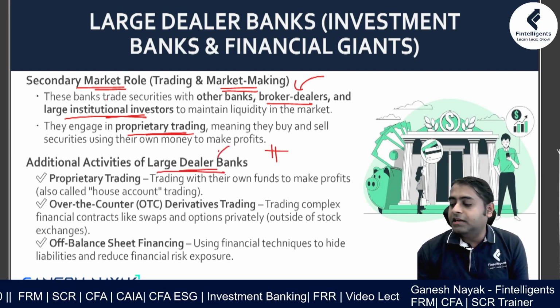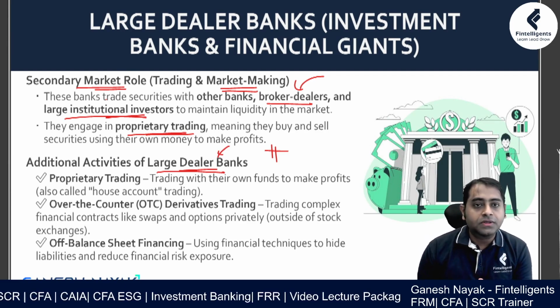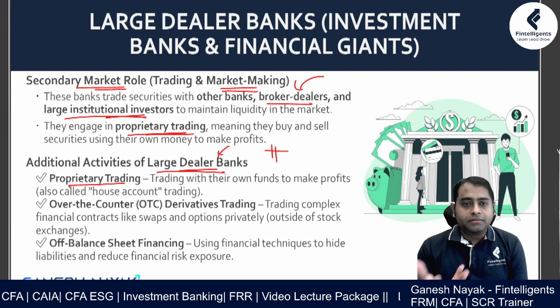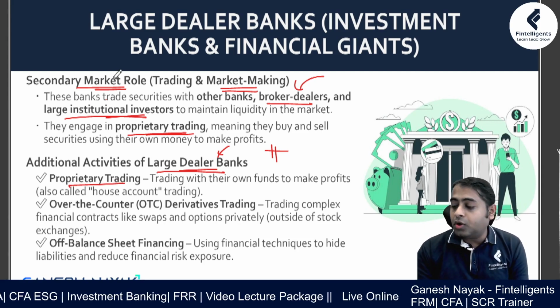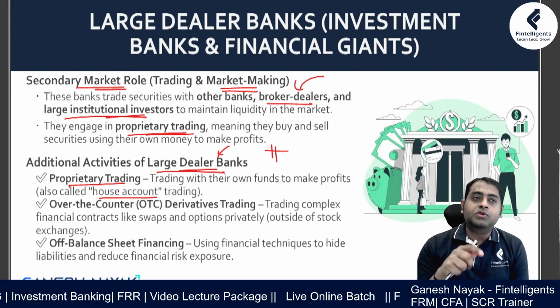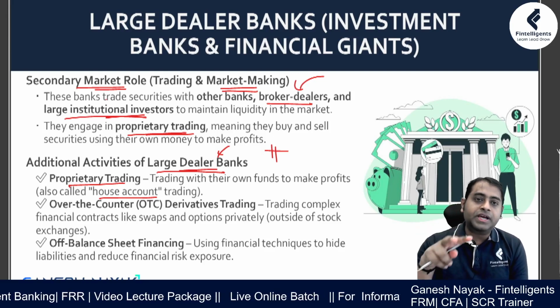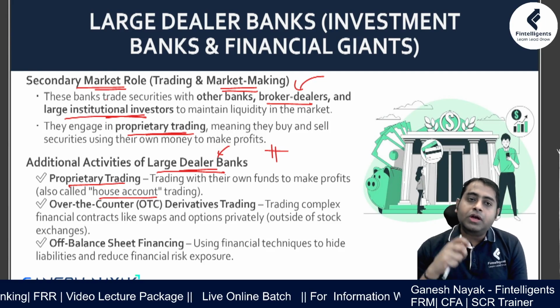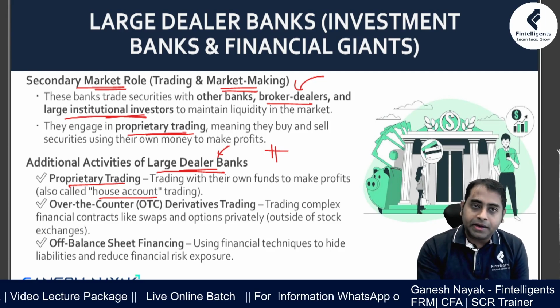Now, what do large dealer banks actually do? They do market making. We have already talked about this. They do proprietary trading, which is nothing but the bank's own money, on their house account, not on the customer's account. So they will take positions in the market. Suppose the bank feels that the currency rate is going to go up from USD INR 75 to 80, 90. So I'll buy a lot of USD and I'll wait. That is proprietary trading.